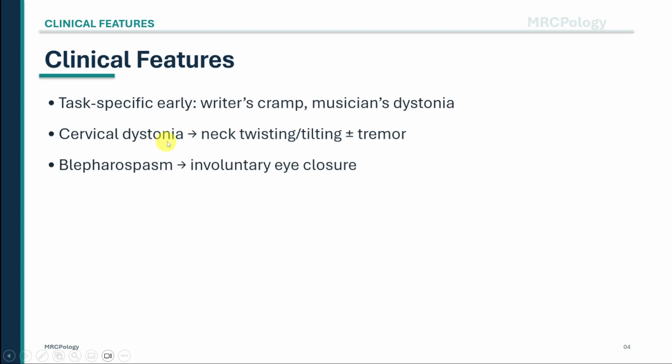Cervical dystonia affects the neck muscles. The neck may twist, tilt, flex, or extend depending on which muscles are overactive. Some patients also have a tremor-like movement, but the key mechanism is dystonic contraction rather than a simple essential tremor. Blepharospasm affects the muscles around the eyes. Patients develop involuntary eye closure, which may interfere with reading, walking, or driving. The clue is repeated forced eyelid closure, not just ordinary blinking.